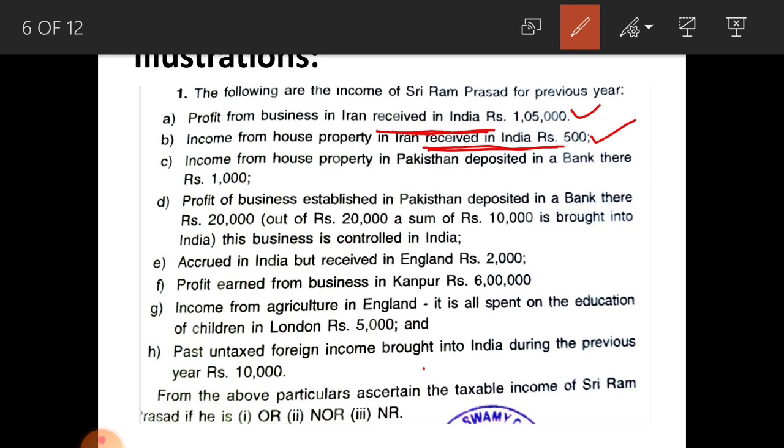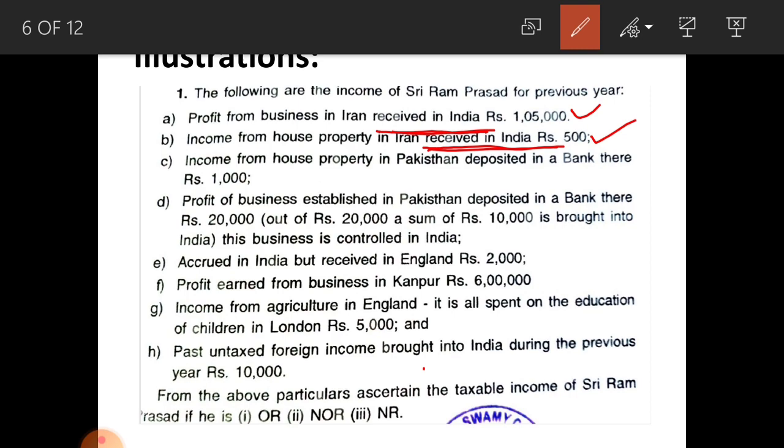Third one, income from house property in Pakistan deposited in a bank there, rupees 1,000. Only ordinary resident must pay tax on this income. Not ordinarily resident and non-resident need not pay tax because this income is not at all relating to India. This income is not accrued in India or not received in India. So only ordinary resident must pay tax.